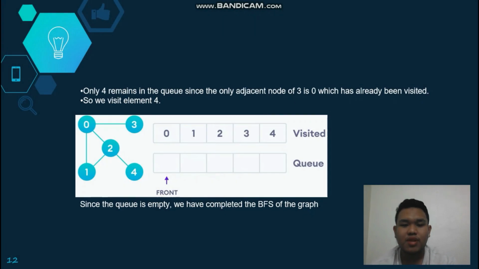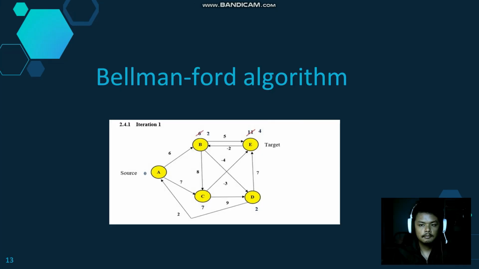Only 4 remains in the queue since the only adjacent node of 3 is 0, which has already been visited. So we visit element 4. Since the queue is empty, we have completed the breadth first search of the graph.